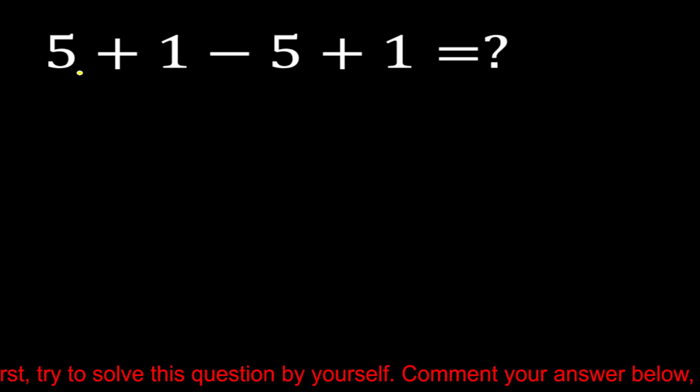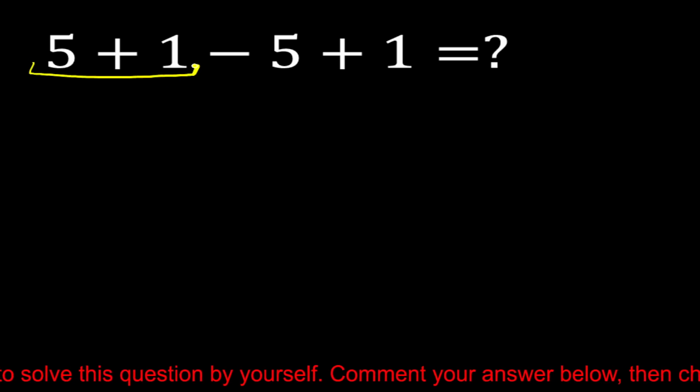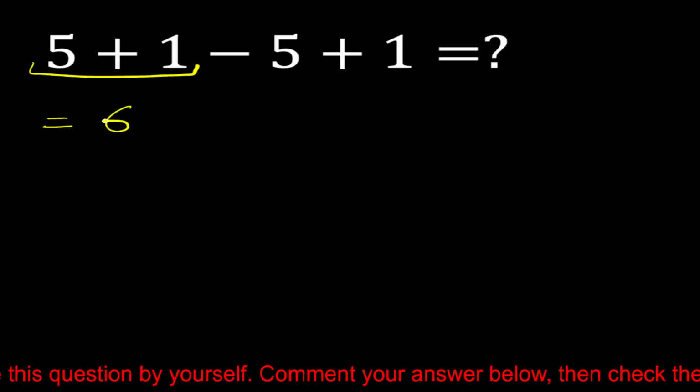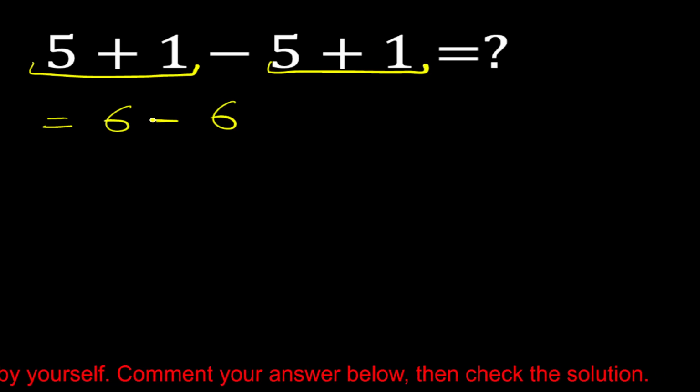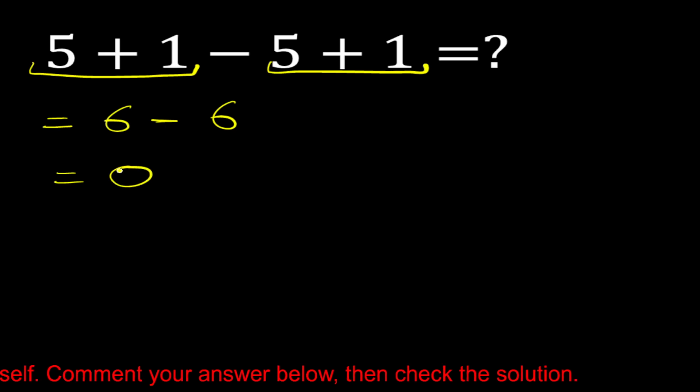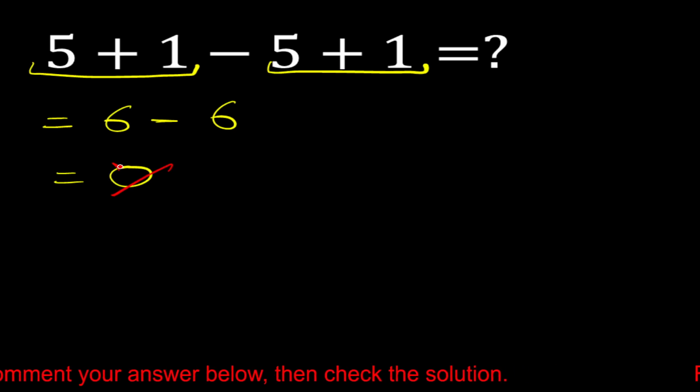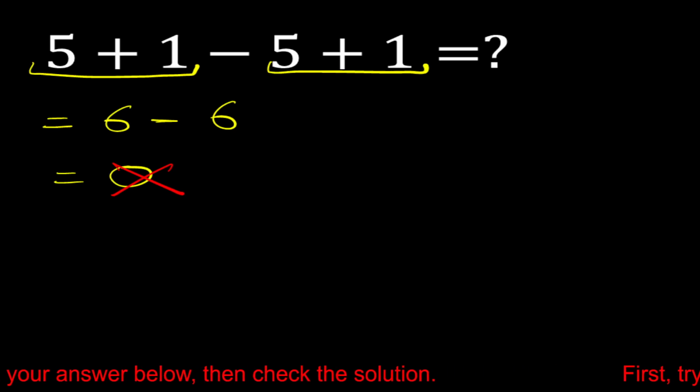So, most people solve this question like 5 plus 1 is equal to 6. Then 5 plus 1 is equal to 6. Now 6 minus 6 is equal to 0. But this answer is not correct. This answer is completely wrong.